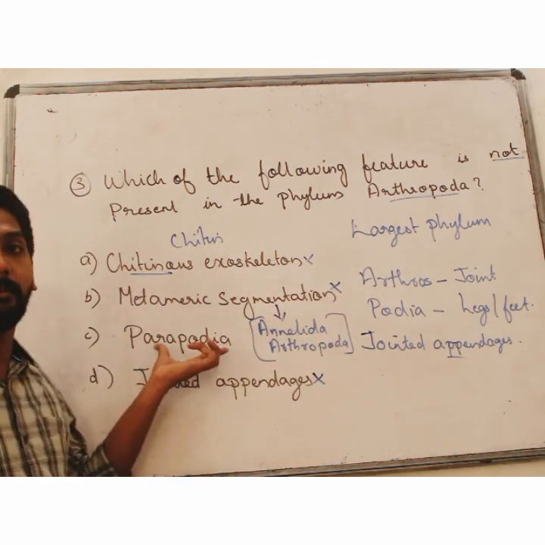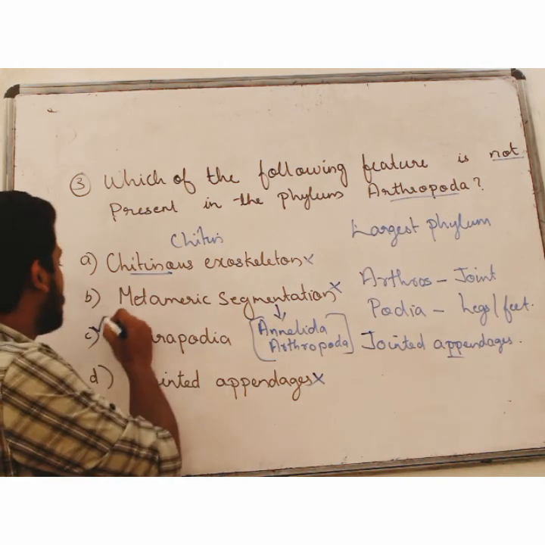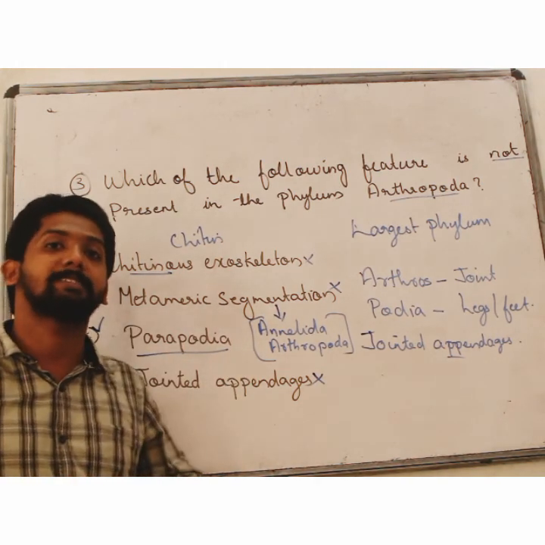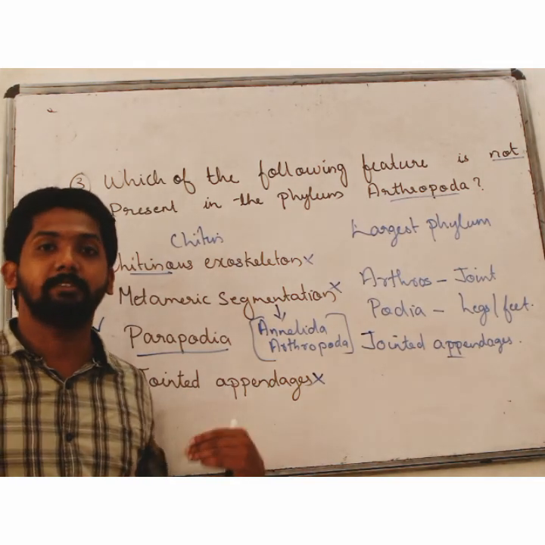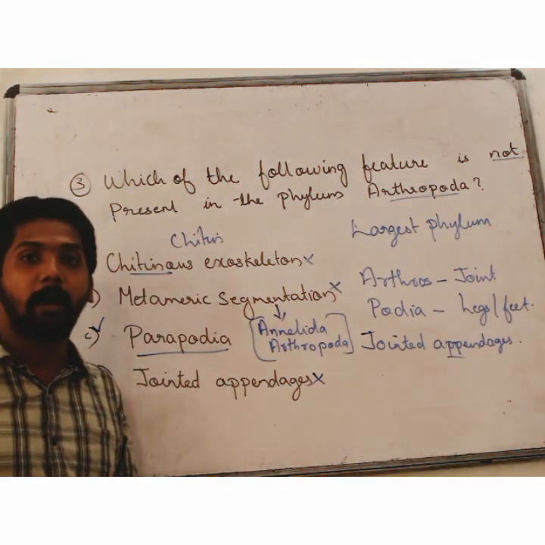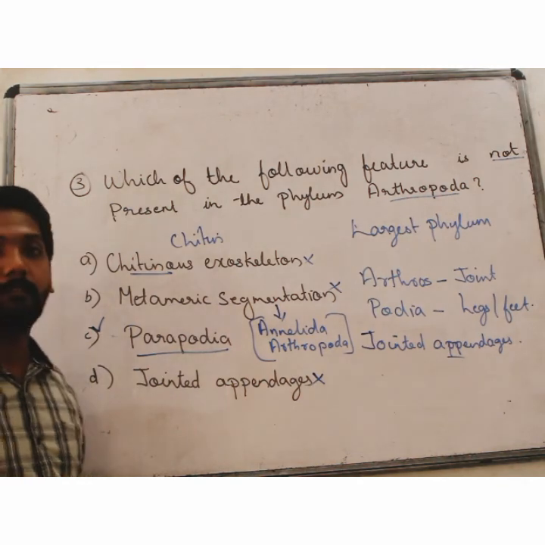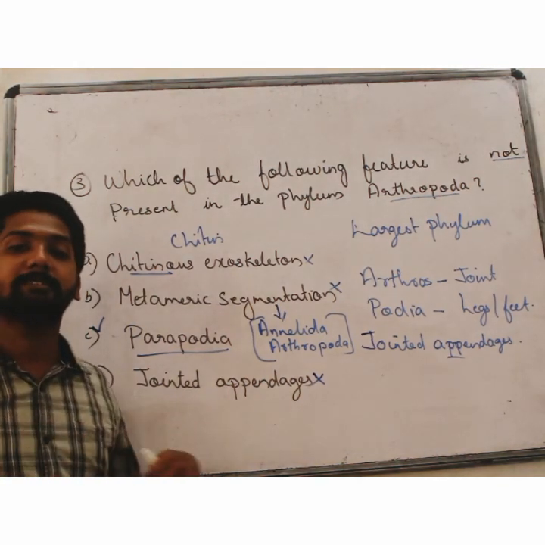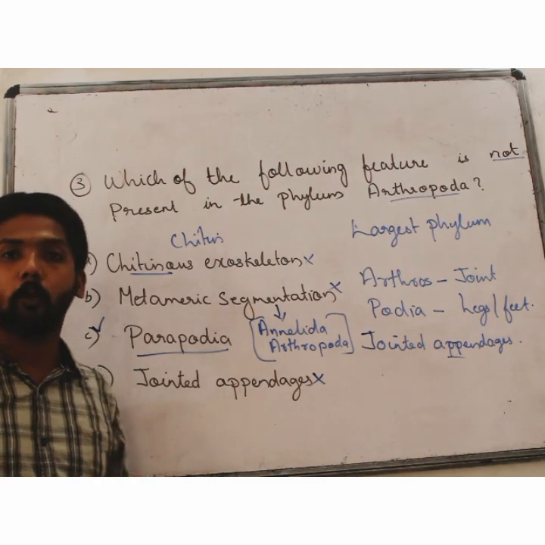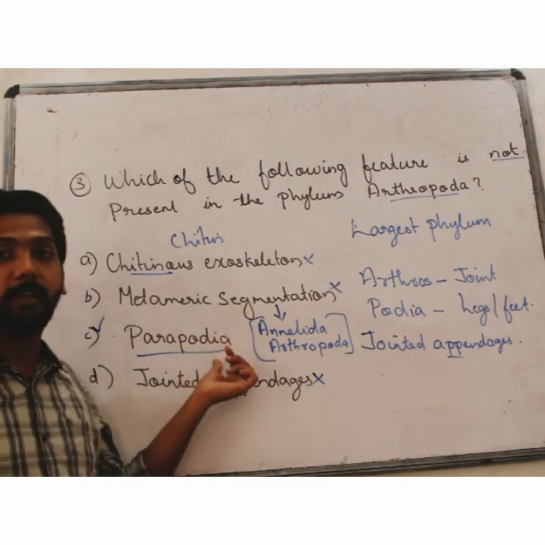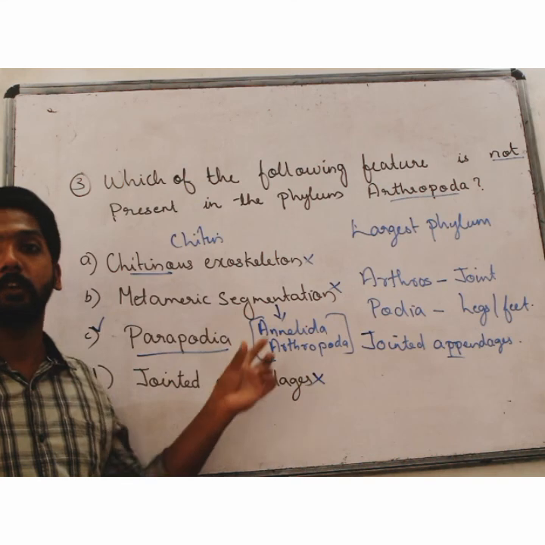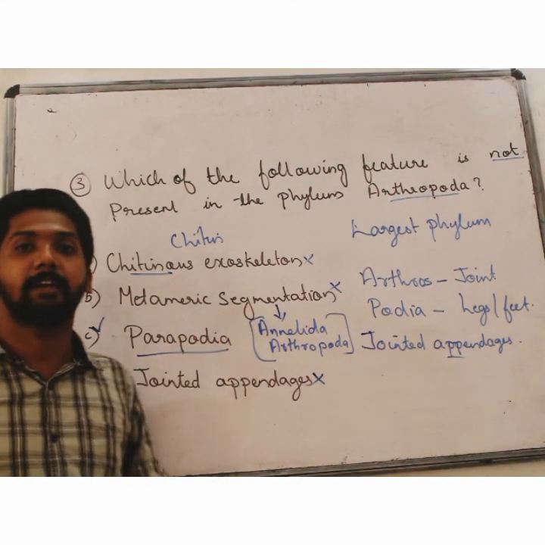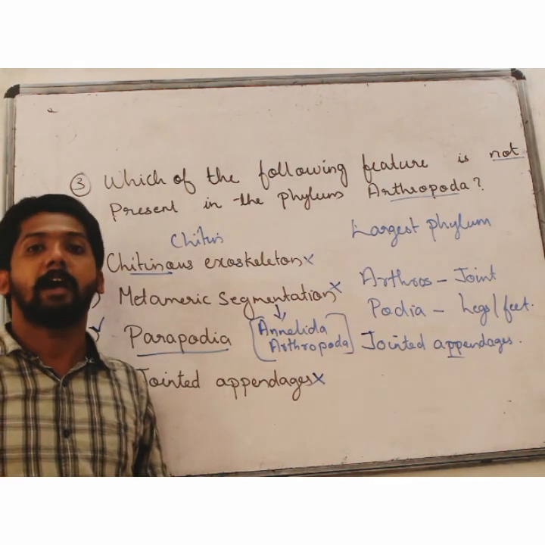Then we have parapodia, C. For this question, parapodia is the right answer. What is parapodia? Parapodia are the lateral appendages present in the phylum Annelida, mainly Nereis, which is an Annelida member. Parapodia are mainly for swimming or locomotion, and they are absent in Arthropoda. So from this it is clear that option C is the right answer, and hope this answered your question.